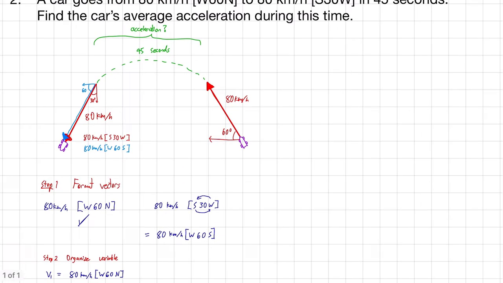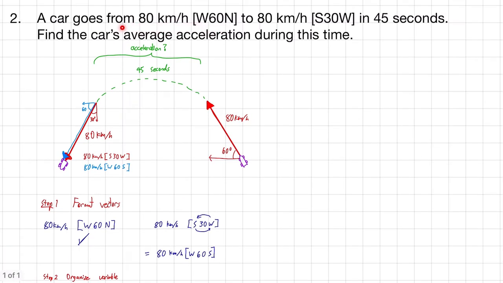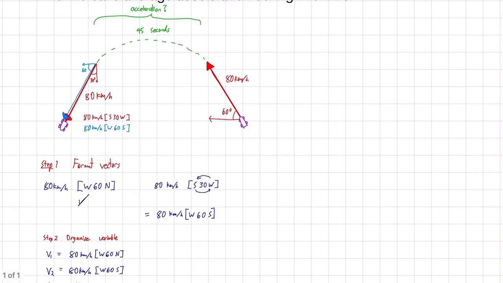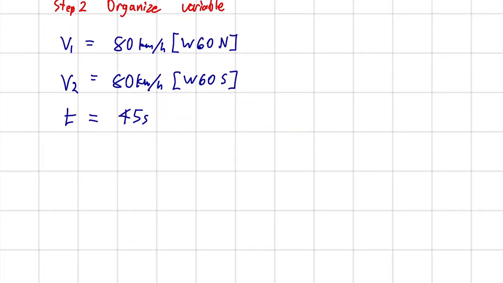And what are we trying to find? Well, our unknown is going to be acceleration. So our acceleration is our unknown. And step 3, we're going to need to choose one of our kinematics equations. So choose an equation.